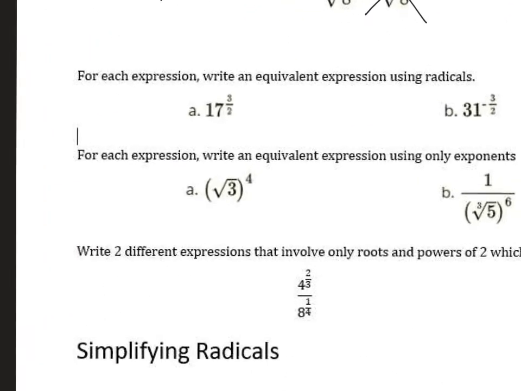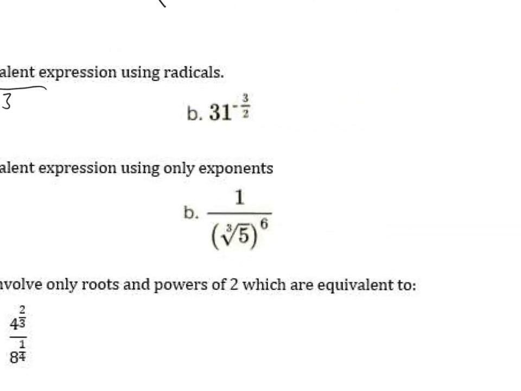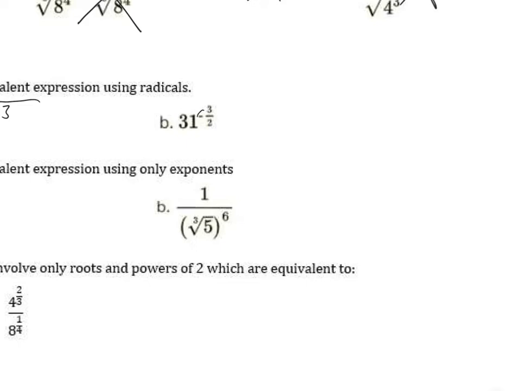Okay, so for each expression, write an equivalent expression using radicals. So the number on the bottom is what should be out in front of the radical. So 2 radical 17 to the 3rd. That's it. Let's try this next one. We have a negative. What does that mean? It should be 1 over. So we have 1 over the square root of 31 to the 3rd. That's it right there.